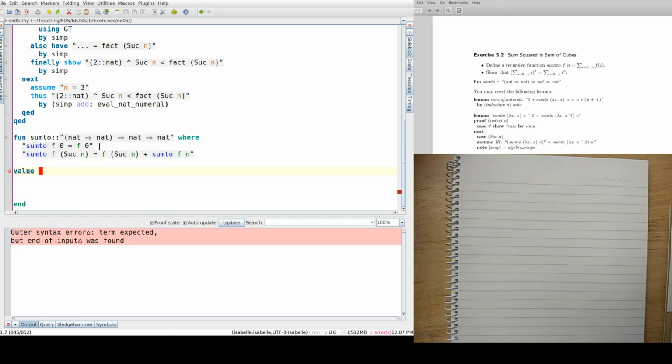So let me just try it. For instance, if that function is id, here you have 0, and this is 1, and this is 3. Yeah. So it is the function that we want. Okay.